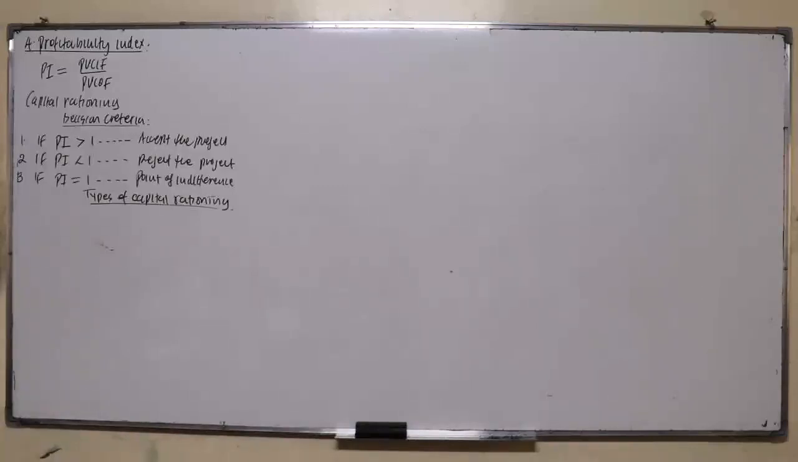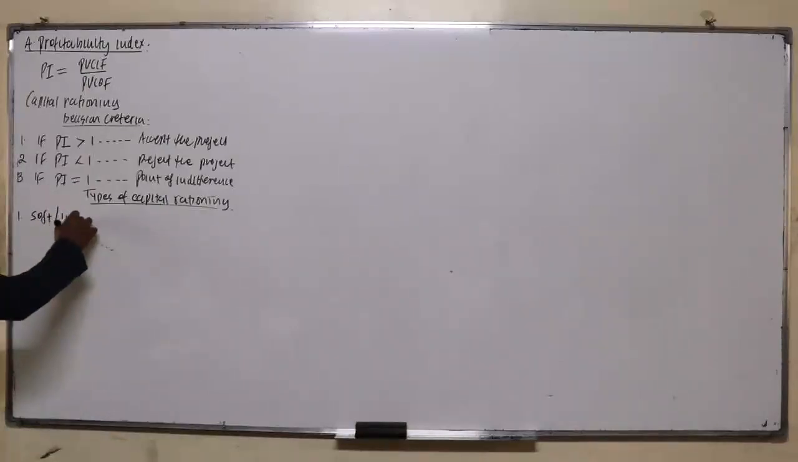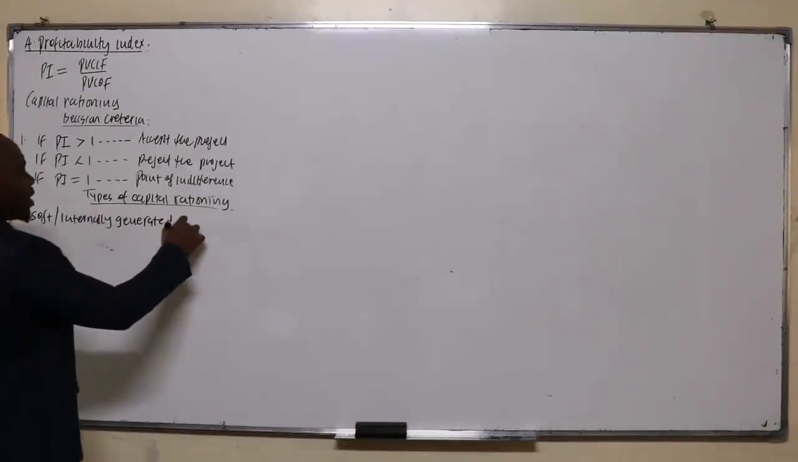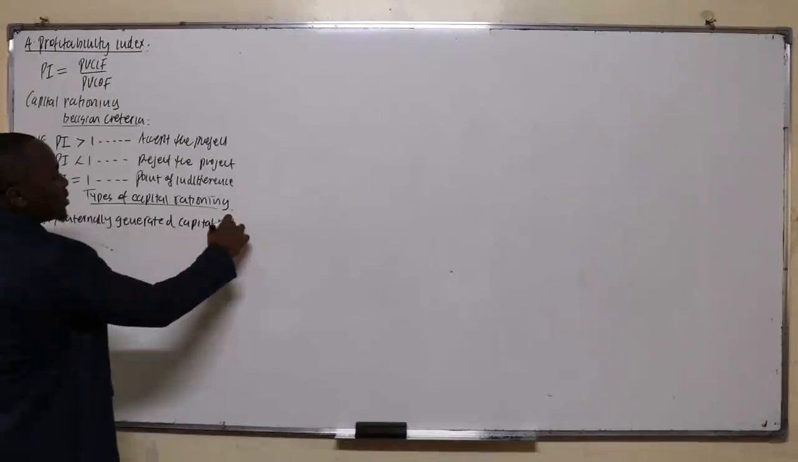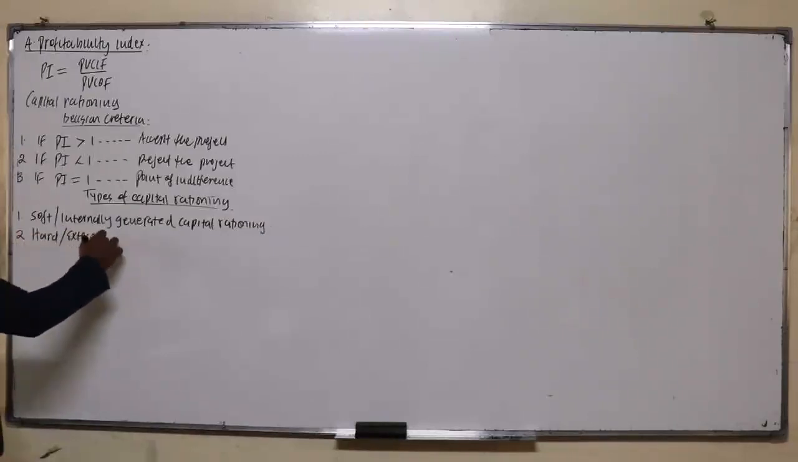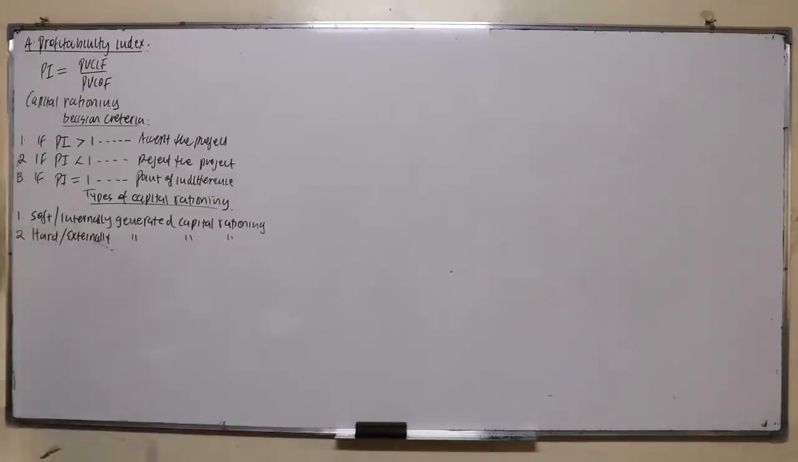Now let's look at types of capital rationing. Number one, we have internally generated capital rationing. Number two, we have hard or externally generated capital rationing.